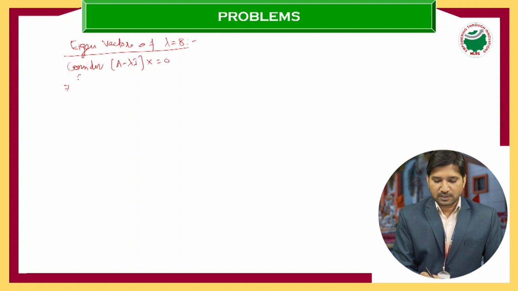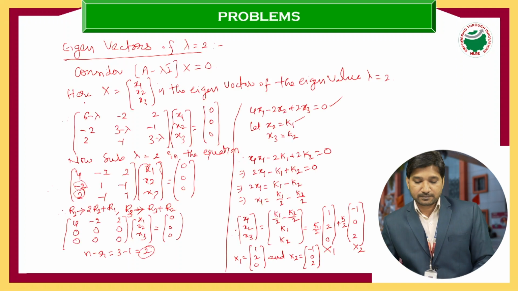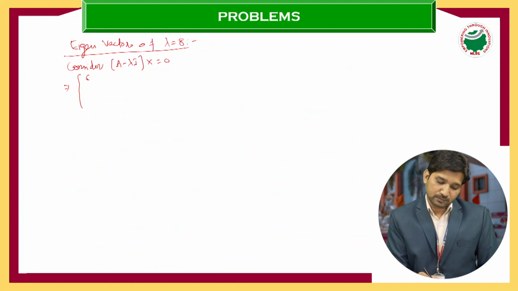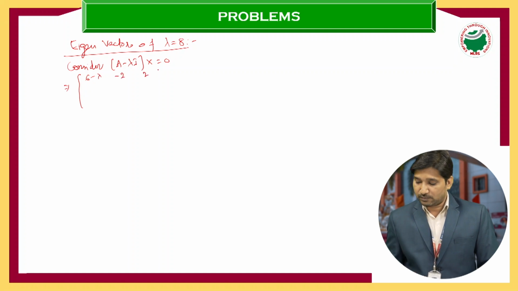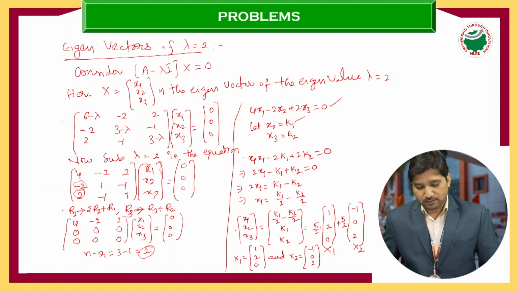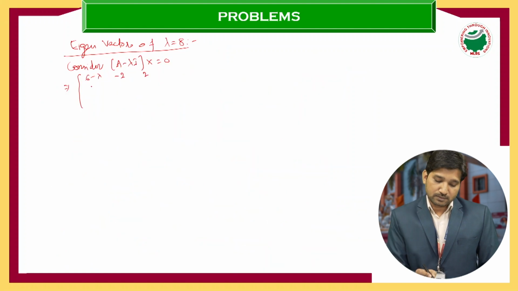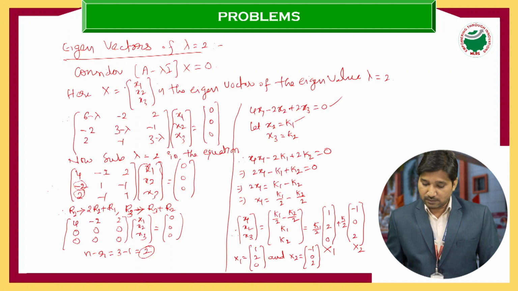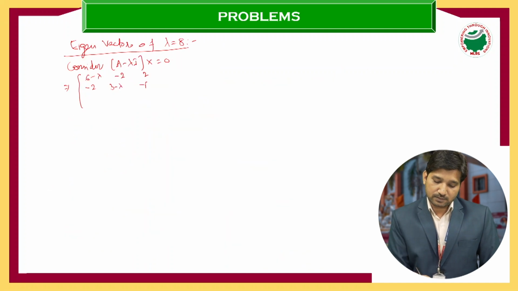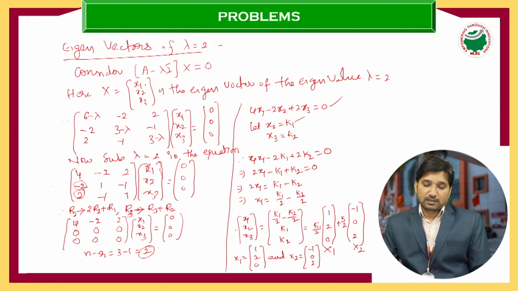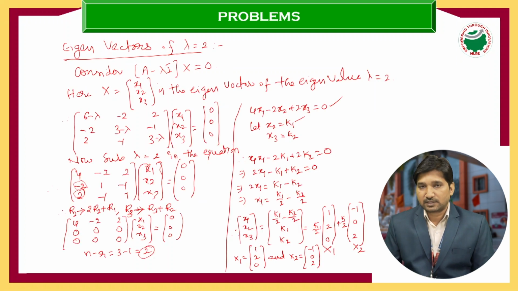Okay, the matrix of the equation is: first row 6 minus lambda, minus 2, 2. Next, second row minus 2, 3 minus lambda, minus 1. And the third row is 2, minus 1, 3 minus lambda.